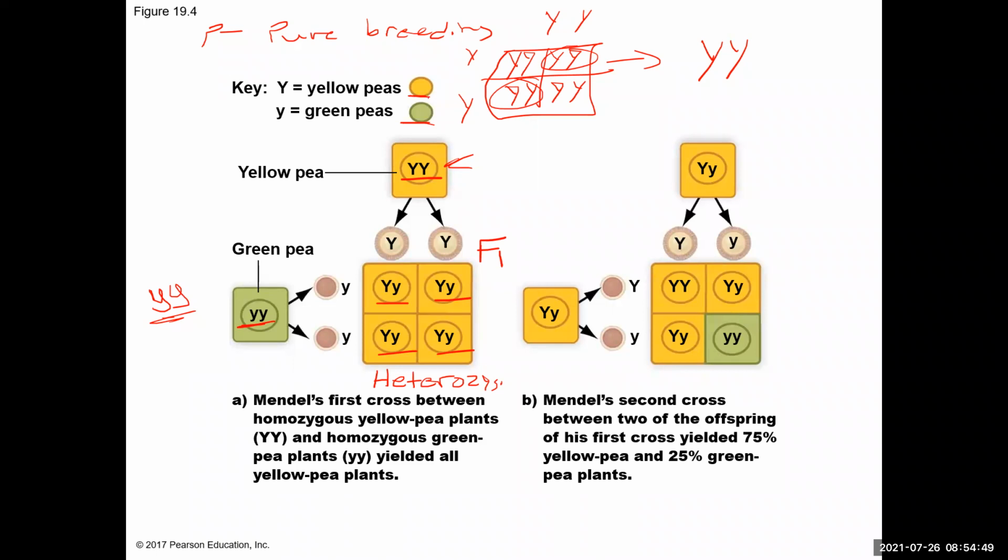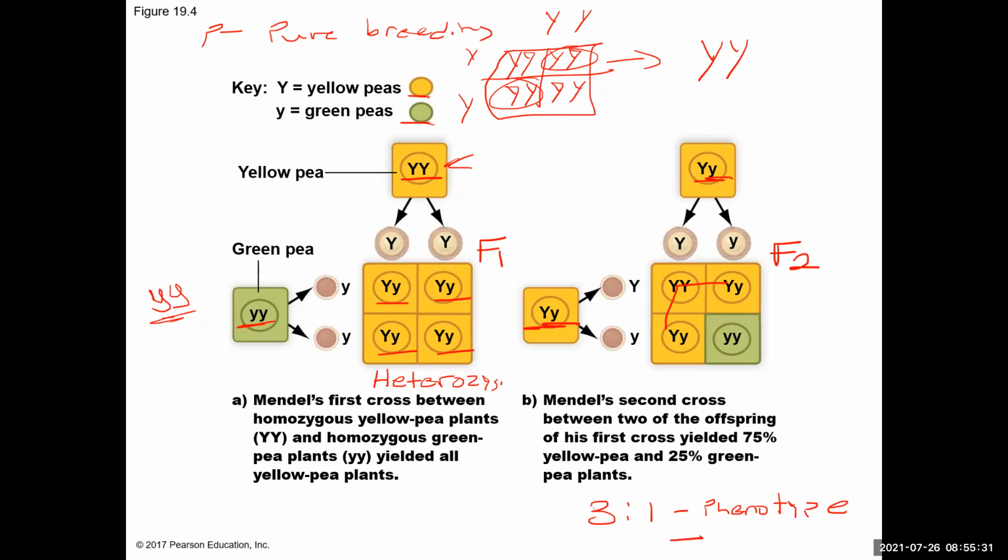And so if you take two individuals from this F1 generation, heterozygous individuals, and mate them together to make an F2 generation, this Punnett square shows you what you end up getting. What you get is a 3-to-1 ratio for the phenotype. And remember, the phenotype is what it looks like. So 75%, 3 out of 4, will be yellow peas. 1 out of 4 will be green peas. So for every 4 pea plants, 3 should be yellow, 1 should be green.